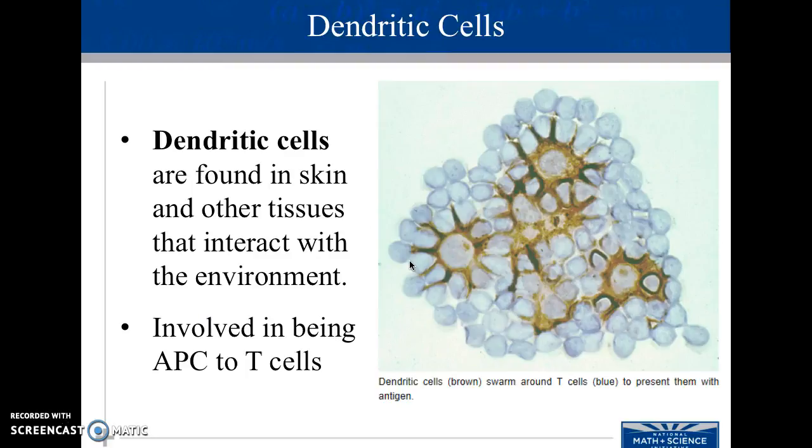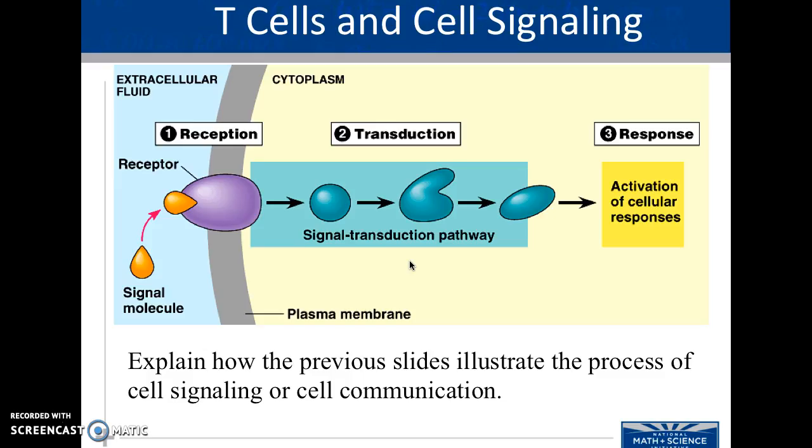As a little bit of a reminder and background, dendritic cells are found in the skin and other tissues that interact with the environment, which is why they're so good at becoming APCs and are involved in bringing the antigen to the T cells.